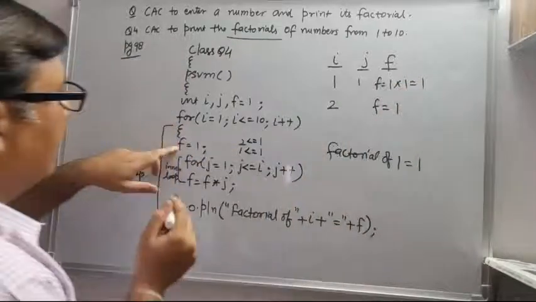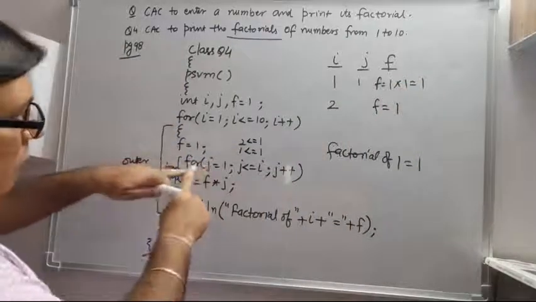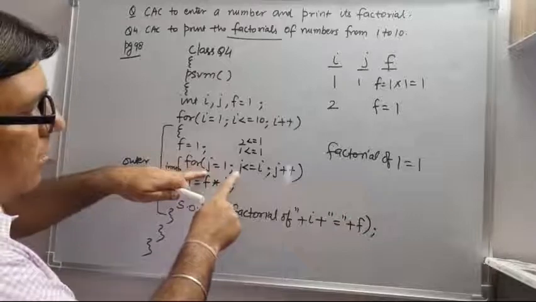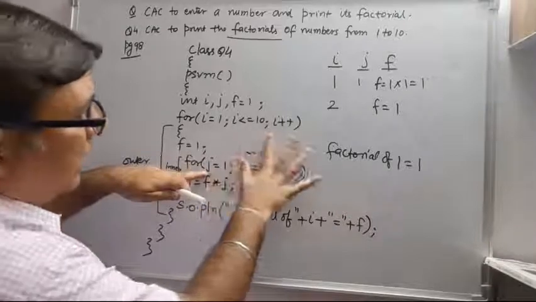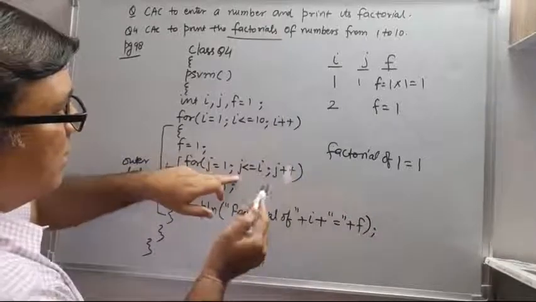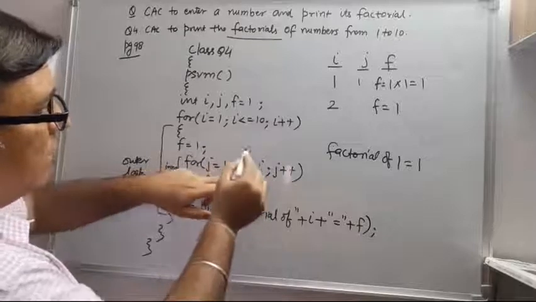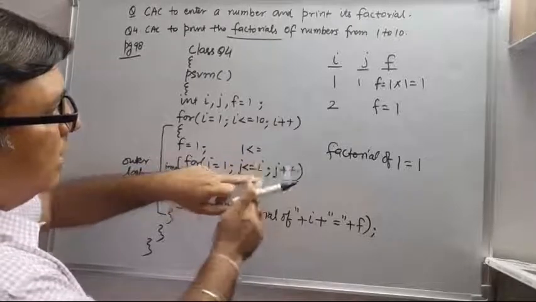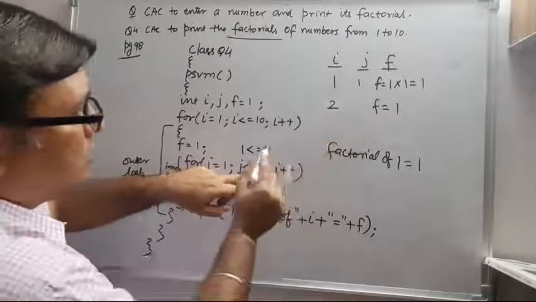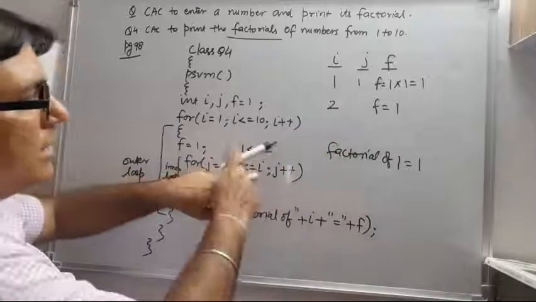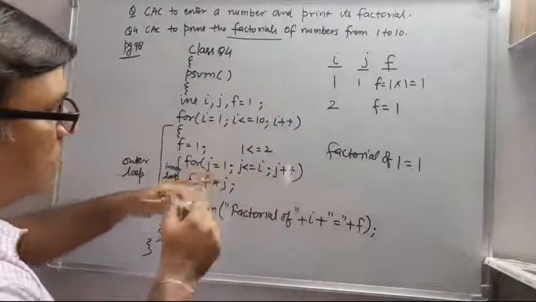It will reset the value for j is equal to 1 to less than equal to I. Now what is the value of j? First of all, the value of j is 1. 1 is less than equal to I. What is the value of I now? That is 2. This condition is true. 1 is less than equal to 2. So this will move forward.